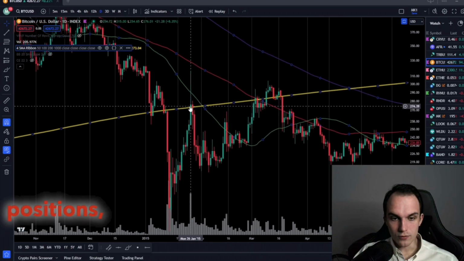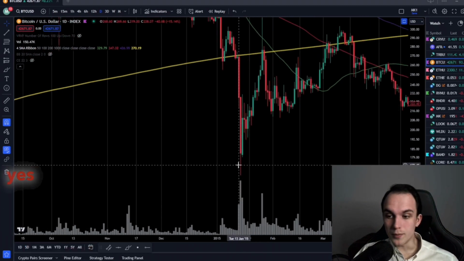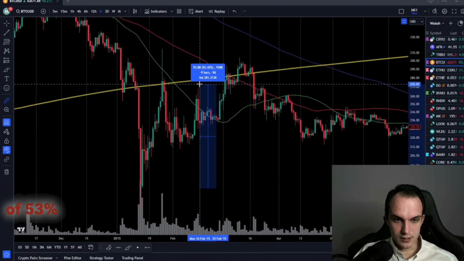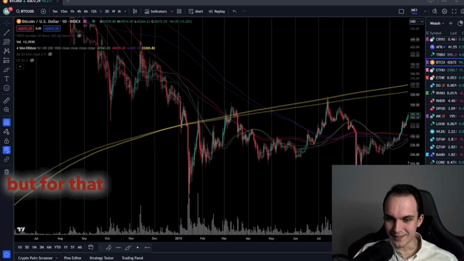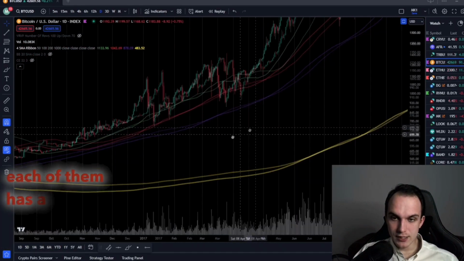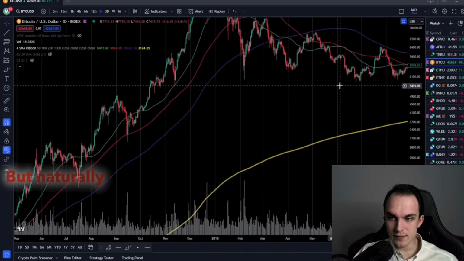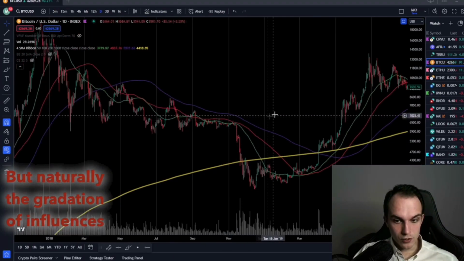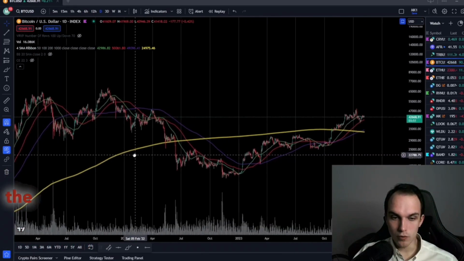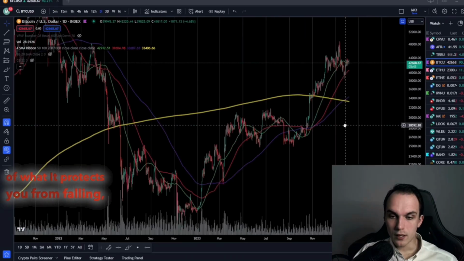That is, there were short positions, and here were sold players who were able to buy at 173 Bitcoins, yes, at 273. They wouldn't have sold at such a gorgeous value of 53% profit, but for them the moment seemed acceptable. Each of them has a certain impact on the bottom of the day. But naturally, the gradation of influence goes from the lowest to the highest, and in the higher one, the 1000th average, there is the greatest influence in terms of the level, in terms of protecting you from falling.